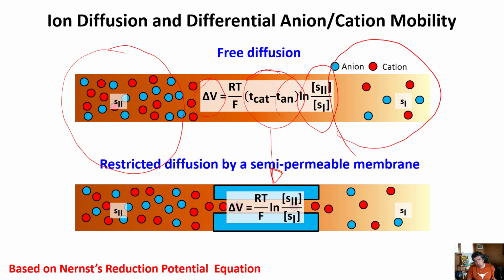And the idea is that if you measure the electrical potential that results from this separation of cations from anions, then indirectly we can estimate the original concentrations. That was the idea behind this.